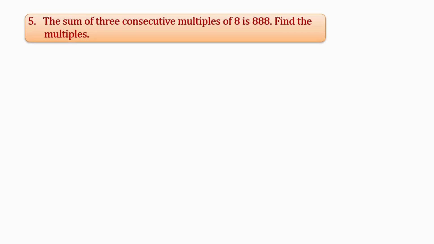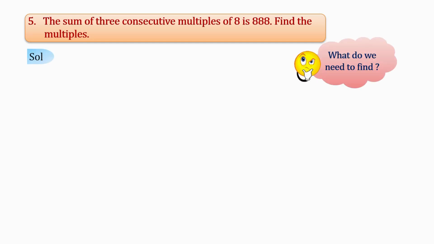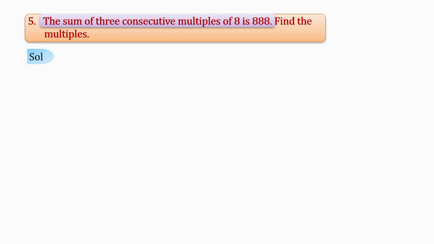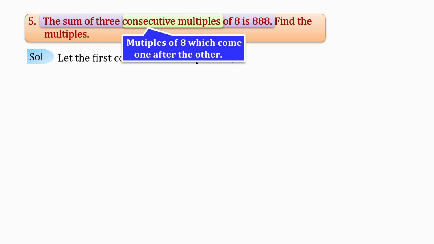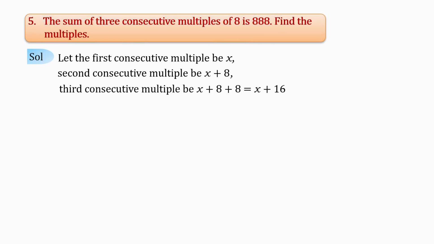Now coming to another problem. The sum of three consecutive multiples of 8 is 888. Find the multiples. So the problem is given as the sum of three consecutive multiples of 8. Sum means plus. Let us consider the first consecutive multiple to be x, the multiples of 8 which come one after the other. The second consecutive multiple will be x plus 8, and the third consecutive multiple will be x plus 8 plus 8, that is x plus 16.